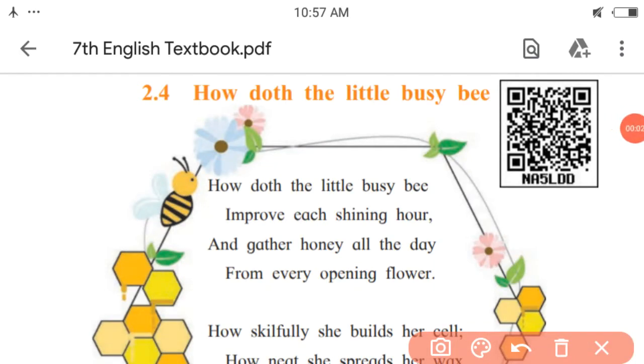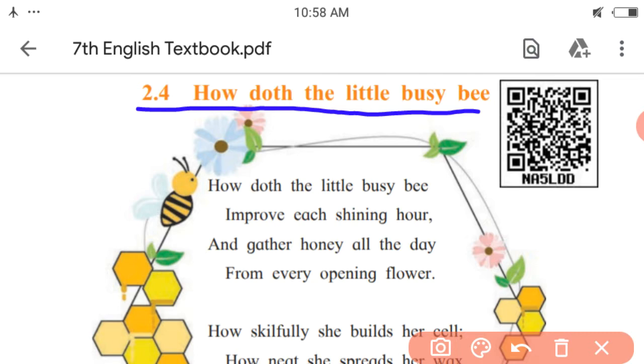Dear scholars, here is our next poem 2.4. How doth the little busy bee? Here doth means does. Actually the word doth is an old English word. In the modern period, or nowadays, we use the word does instead of it. So here the title is How doth, or how does, the little busy bee.